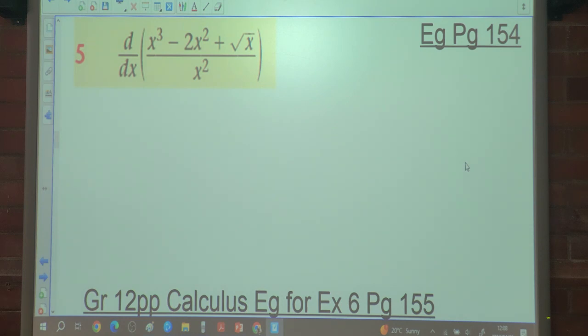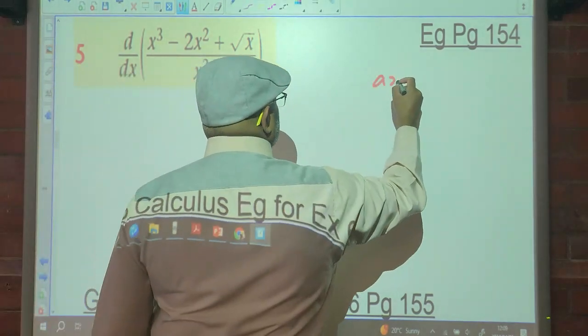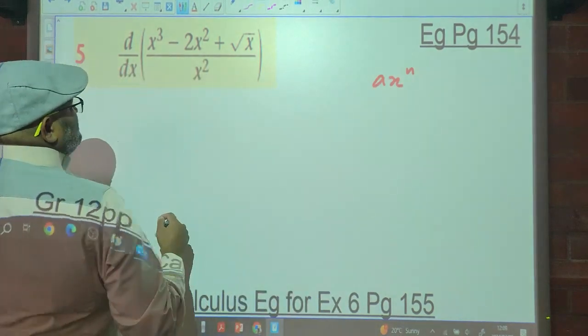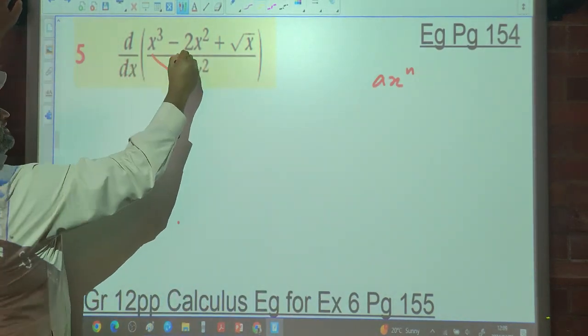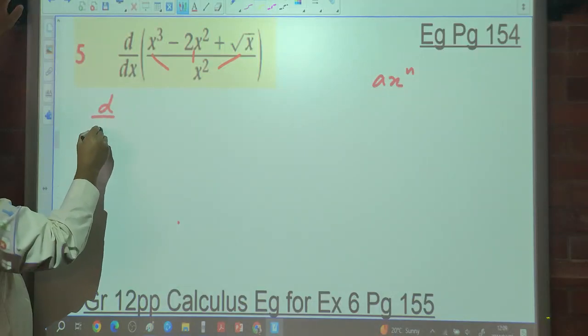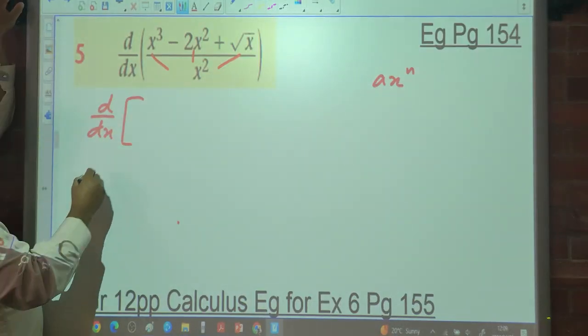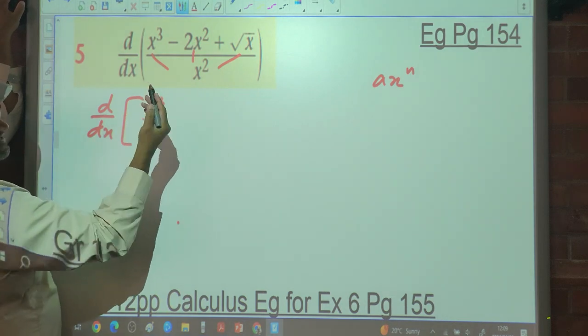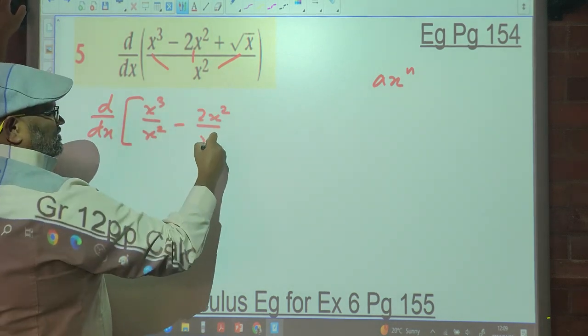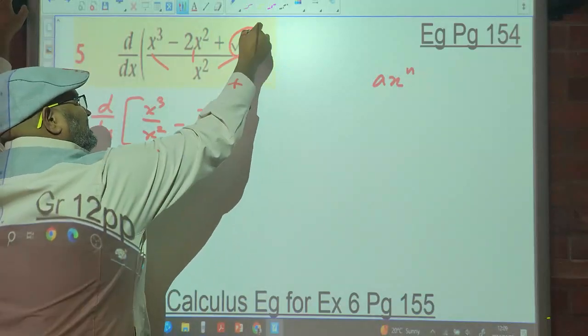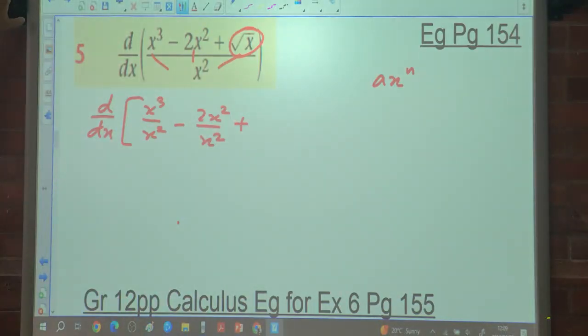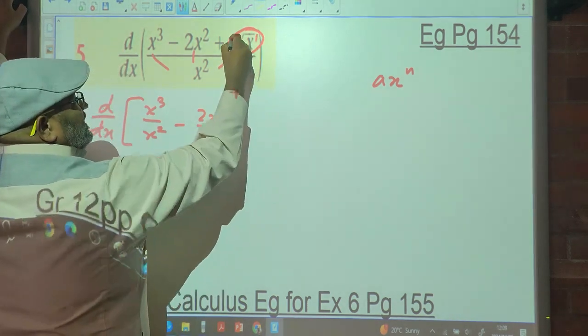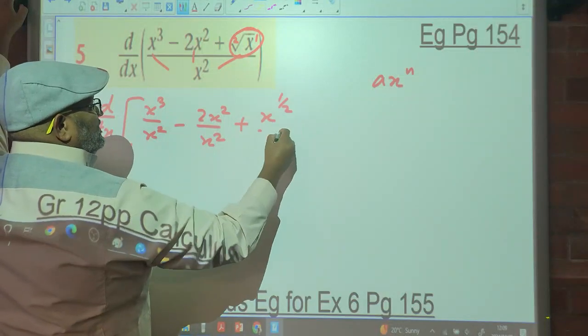People, the derivative with respect to x, is that in the form of ax to the exponent n? No. So I must get it in that form. So what I'm going to do is put each one over its own. So the derivative with respect to x of x cubed over x squared, we could have just written x, minus 2x squared over x squared, or just written negative 2 plus. People, that can be written as what? X to the exponent? Oh, okay. As there's a 1 and a 2, so it's x to the half over x squared.